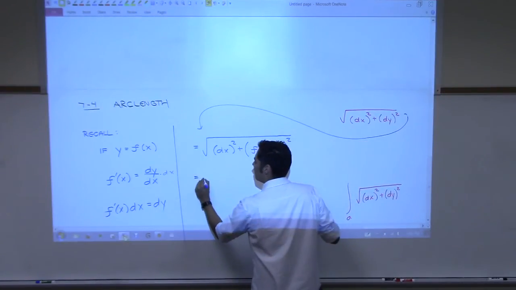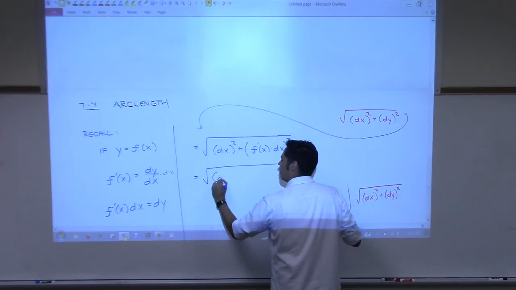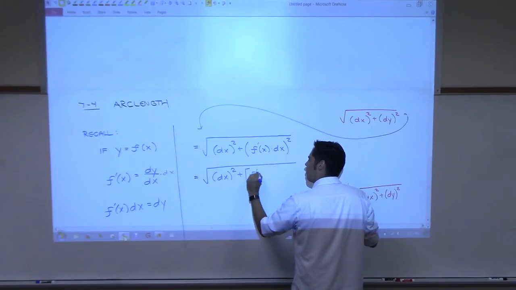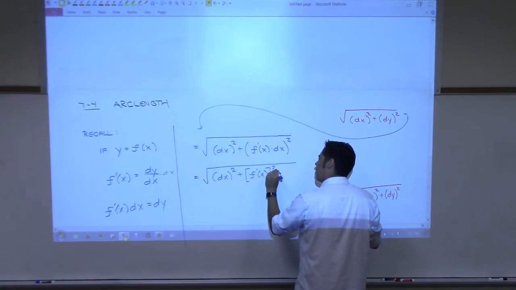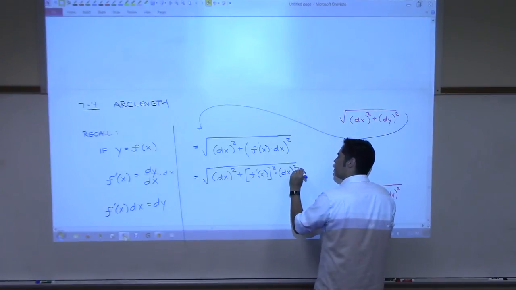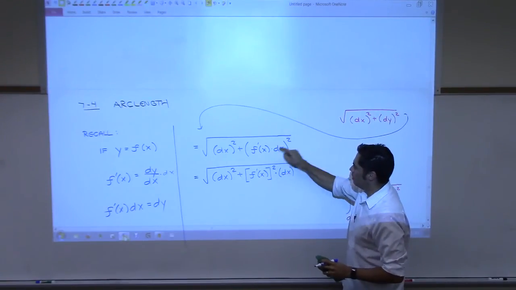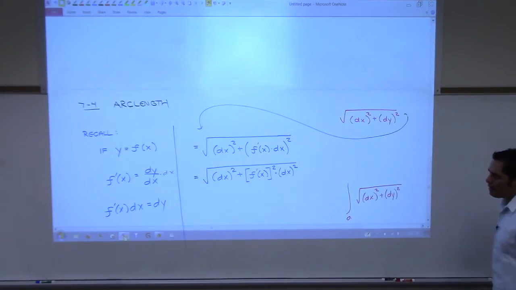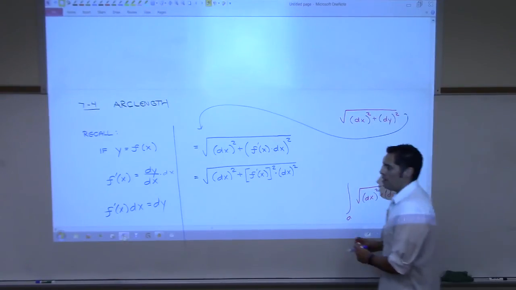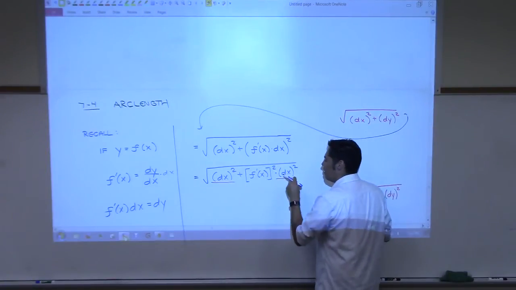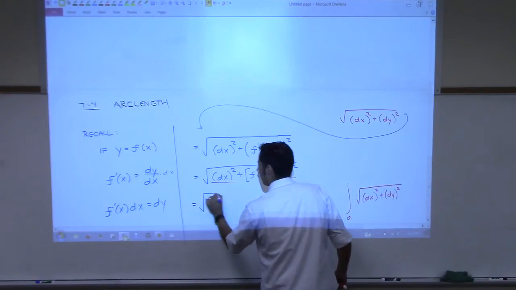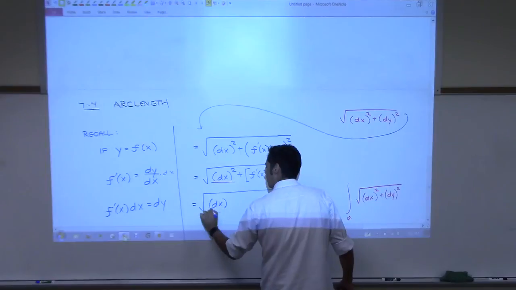So this is going to become square root dx squared plus, let me write it this way, f prime of x squared times dx squared. So I'm just squaring each of these factors. And I just chose to use brackets so that I wouldn't get parenthesis crazy here. All right? Now what do both of these have in common? They both have a dx squared, right? This term has a dx squared. This term has a dx squared. Factor out a dx squared. You get dx squared out front here.